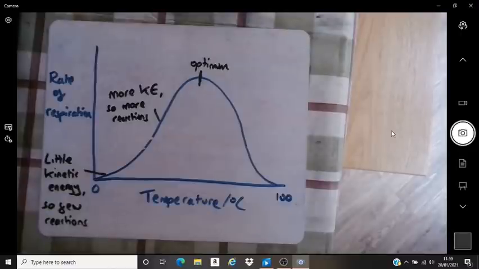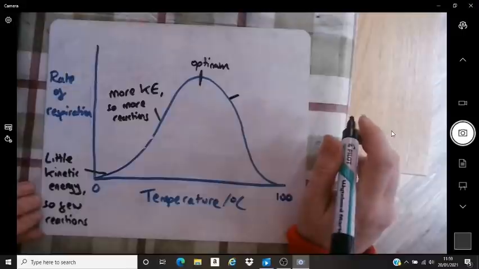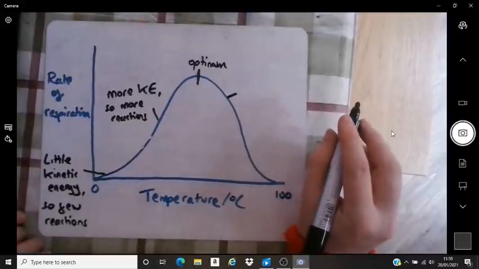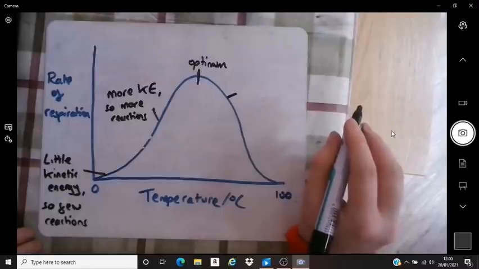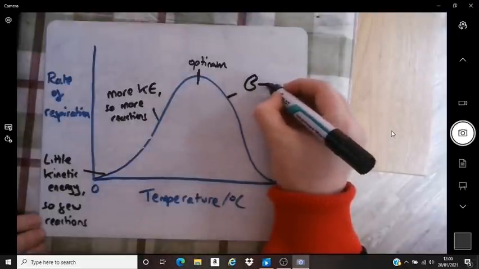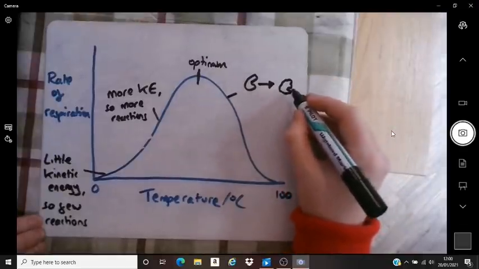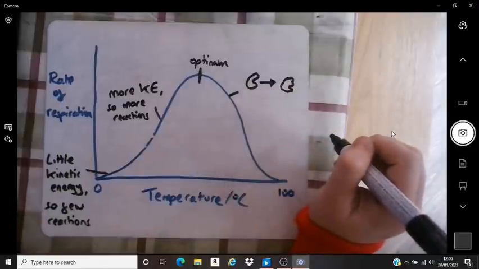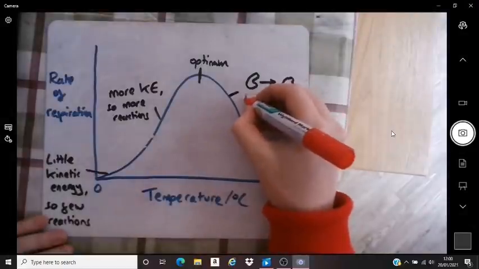The right-hand side, we explain using a key term and the definition of that key term. At extremely high temperatures, the bonds between the amino acids of the enzyme begin to break. And that specific shape of the enzyme will begin to unravel. And the active site will no longer be there, and it will no longer be specific to the substrate it binds to. We call this effect of high temperature denaturing.